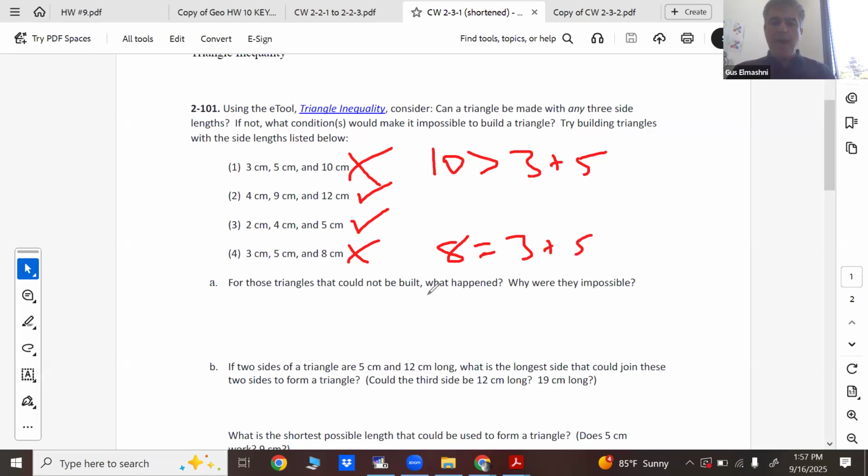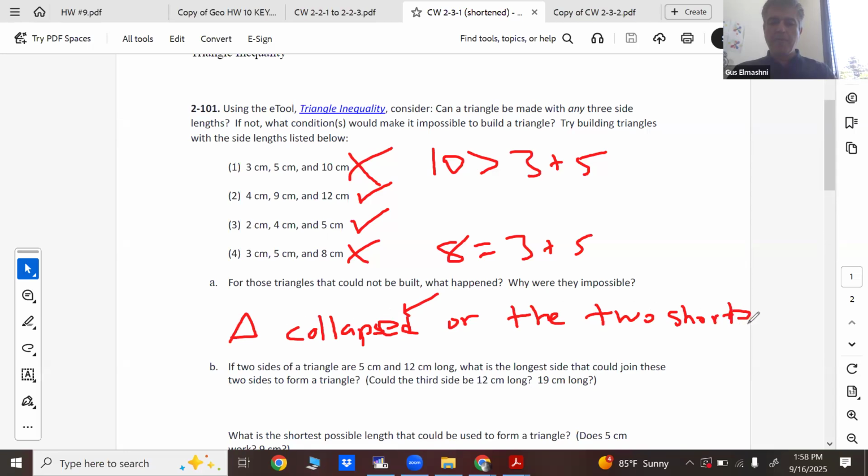So for triangles that cannot be built, what happened? You could say the triangle collapsed, or actually, no, because that's not necessarily true. Or two of the side lengths don't touch. Yeah, I want to be proper. I'd say two of the sides don't touch.